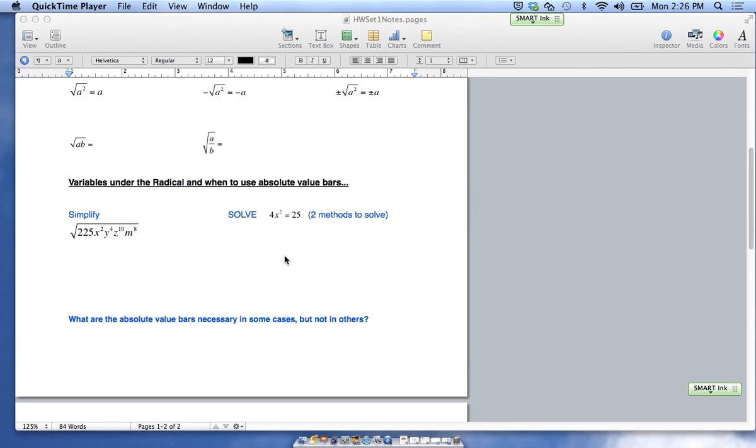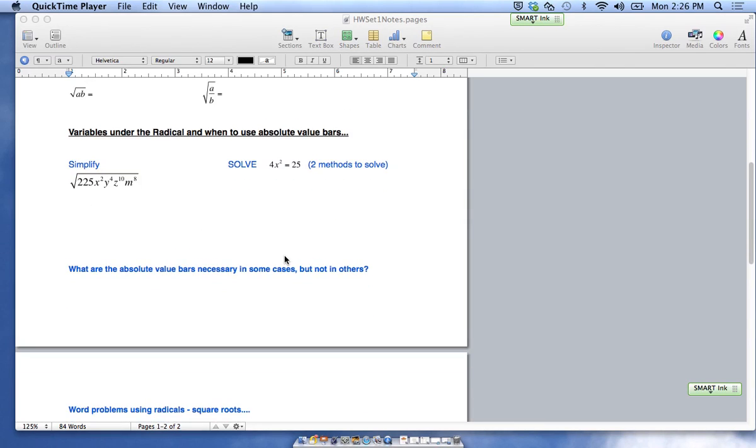And I'm going to simplify this expression and then ask you to answer the question that's in blue. And we'll have a class discussion. So watch the video, bring your best answers to class and we'll talk about it. So when I simplify this, I end up with 15 times the absolute value of x times y squared with no absolute value bars times the absolute value of z to the 5th times m to the 4th without absolute value bars.